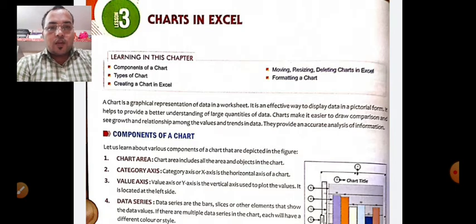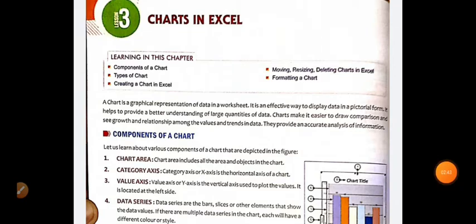So without wasting much of our time, let us discuss today's chapter, and the chapter is charts in Excel. A chart is a graphical representation of data in a worksheet. It is an effective way to display data in a pictorial form. It helps to provide a better understanding of large quantities of data. Among the values and trends in data, they provide an accurate analysis of information.